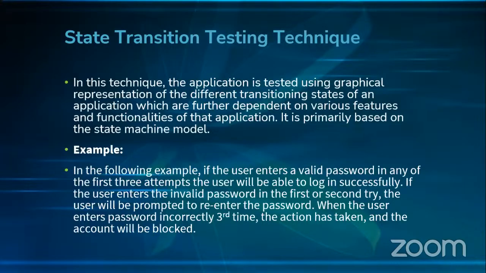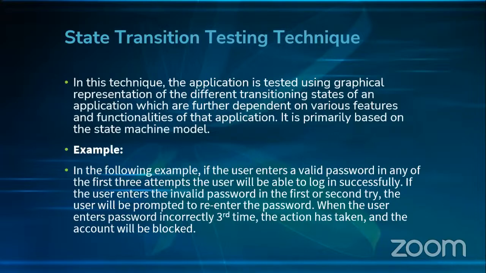If the user has an invalid password in the first or second try, the user will be prompted to re-enter the password. But when the user enters the password incorrectly the 3rd time, there will be a consequence for it. There will be an action. Is it that the account is blocked? Is it that you are told to log back in after 30 minutes or thereabout? There will be a message pop up to tell you this is the action you are going to take.